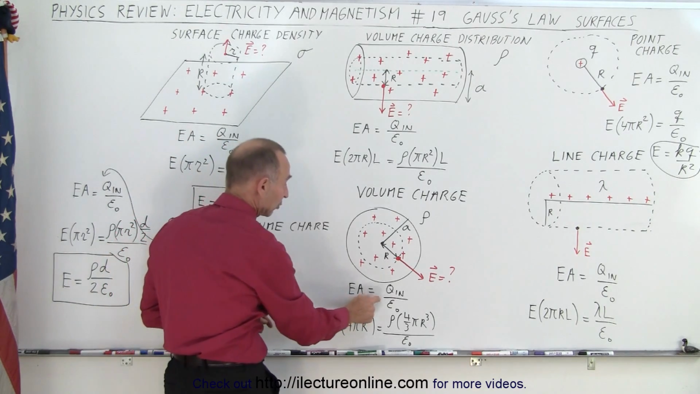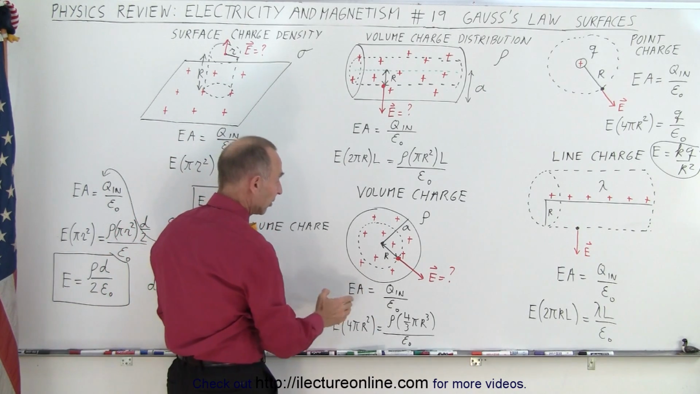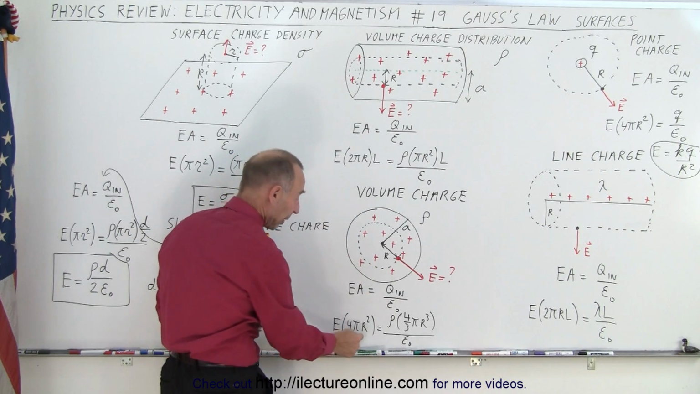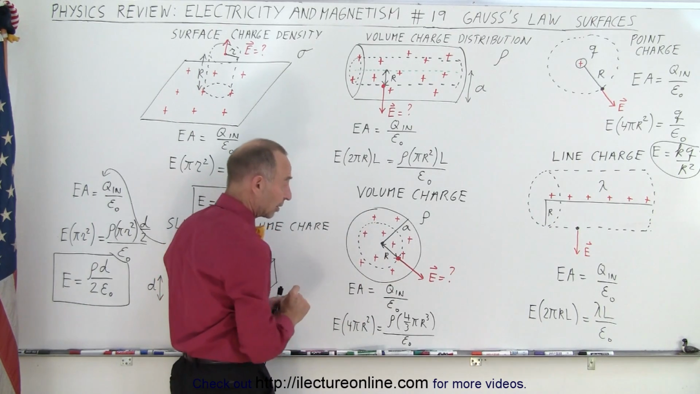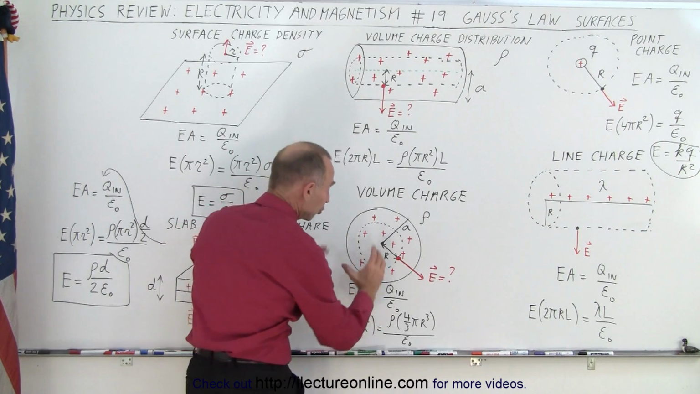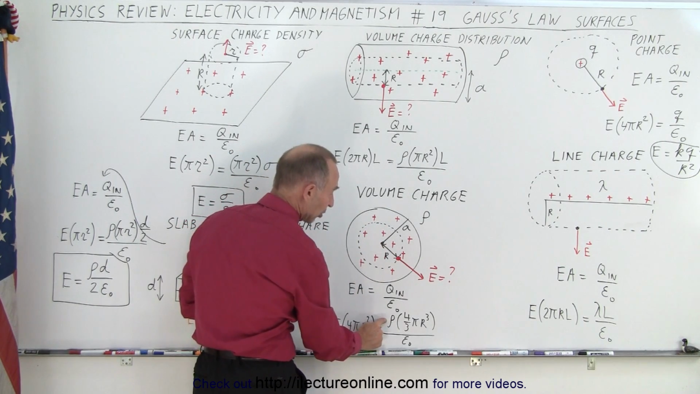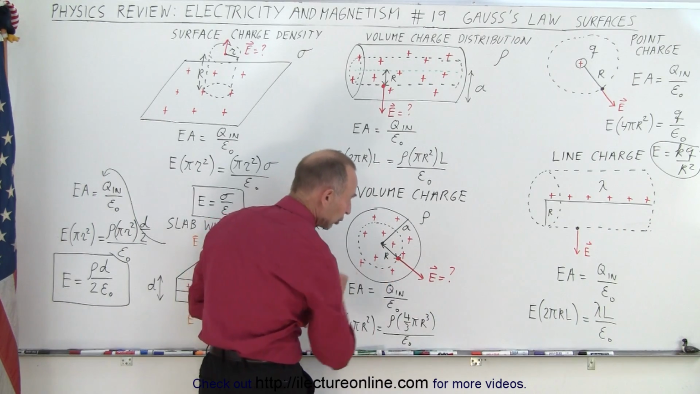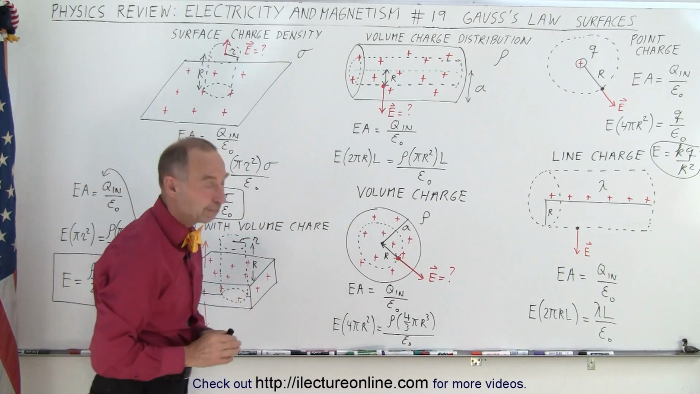E times A is Q inside over epsilon sub naught. In this case, the area of the Gaussian surface is the area of a sphere, which is 4 pi r squared, r being the radius of that Gaussian sphere. And then the charge inside is going to be the volume charge density times the volume of that. That would be 4/3 pi r cubed divided by epsilon sub naught.